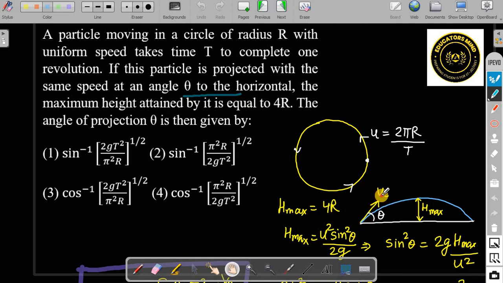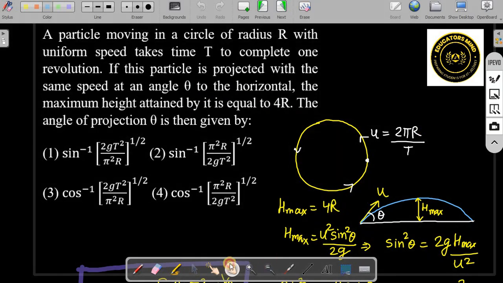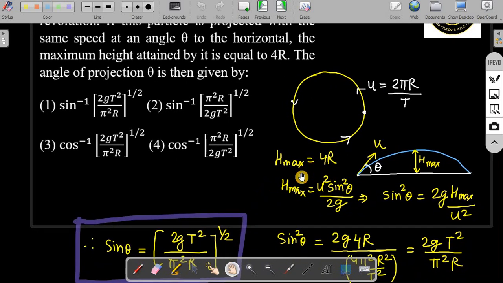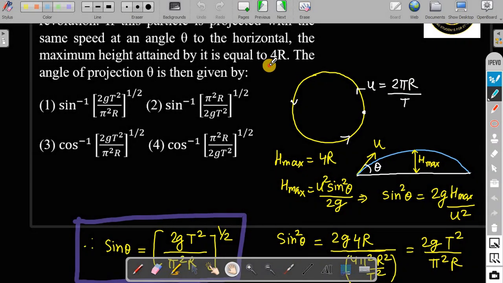Then they are saying this particle is projected with the same speed at an angle theta. So this is a projectile motion based question. We have to find the angle of projection theta, given that the maximum height is equal to 4r.